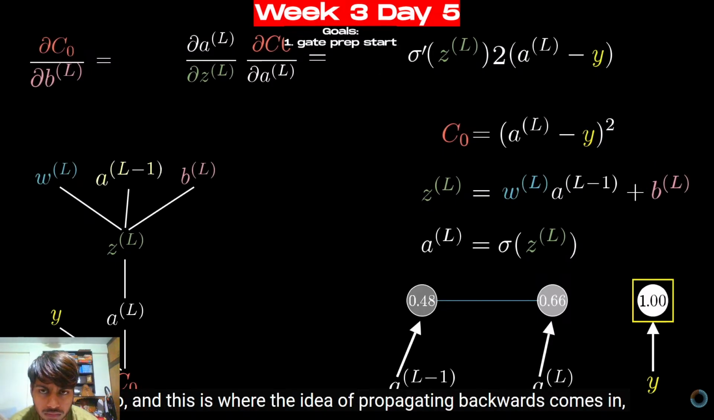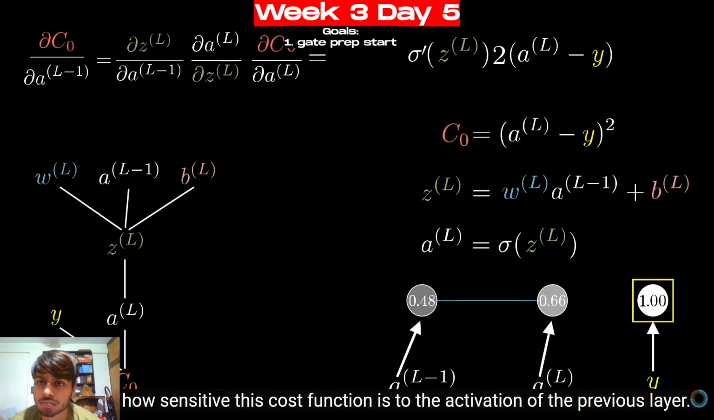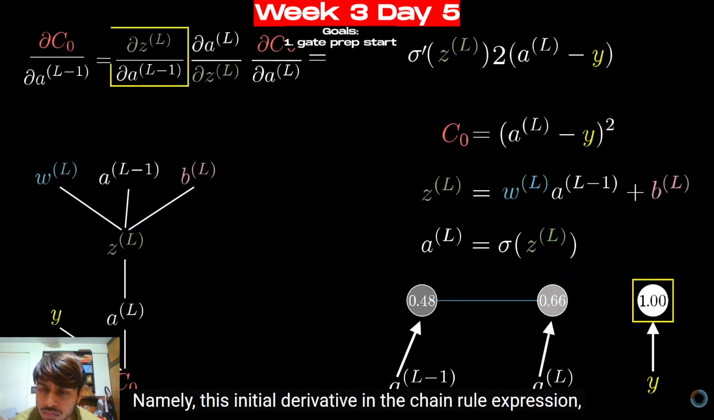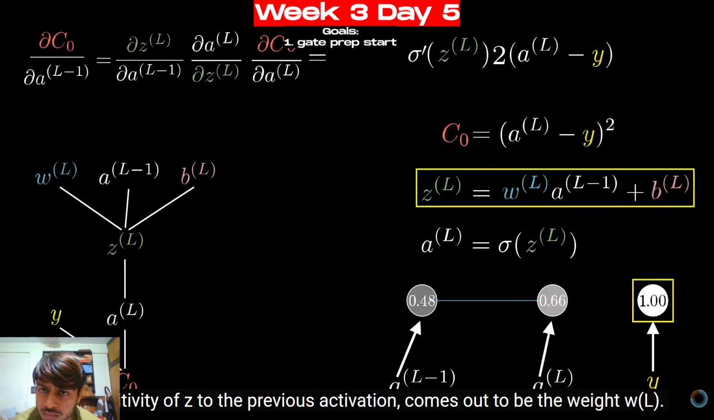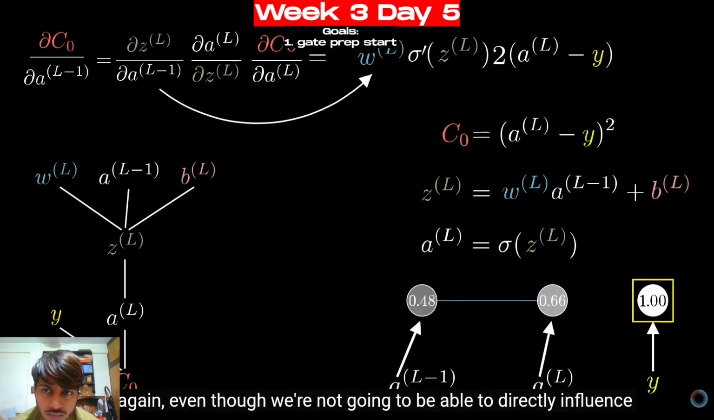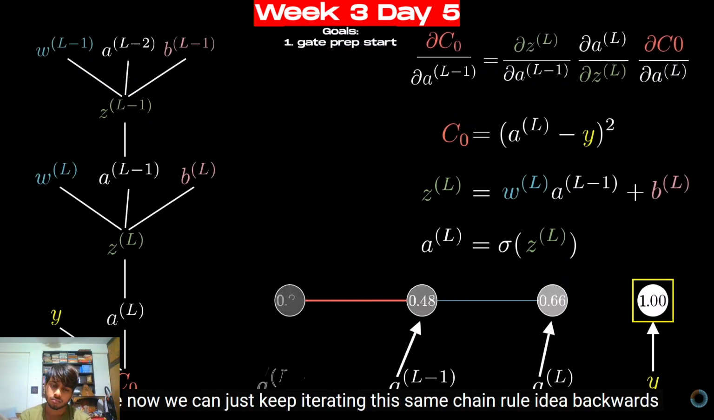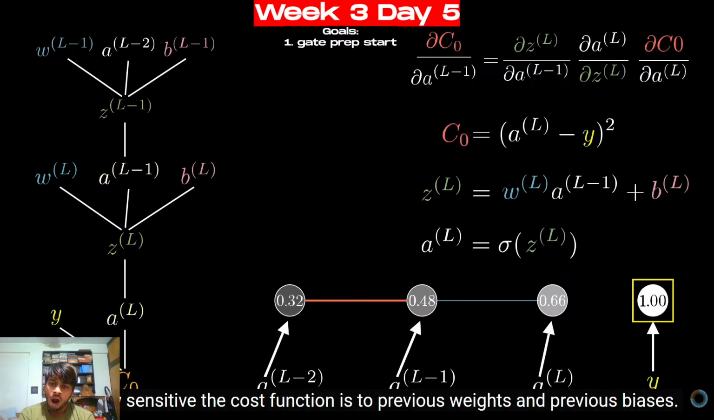Also, and this is where the idea of propagating backwards comes in, you can see how sensitive this cost function is to the activation of the previous layer. Namely, this initial derivative in the chain rule expression, the sensitivity of z to the previous activation, comes out to be the weight, WL. And again, even though we're not going to be able to directly influence that previous layer activation, it's helpful to keep track of, because now we can just keep iterating this same chain rule idea backwards to see how sensitive the cost function is to previous weights and previous biases.